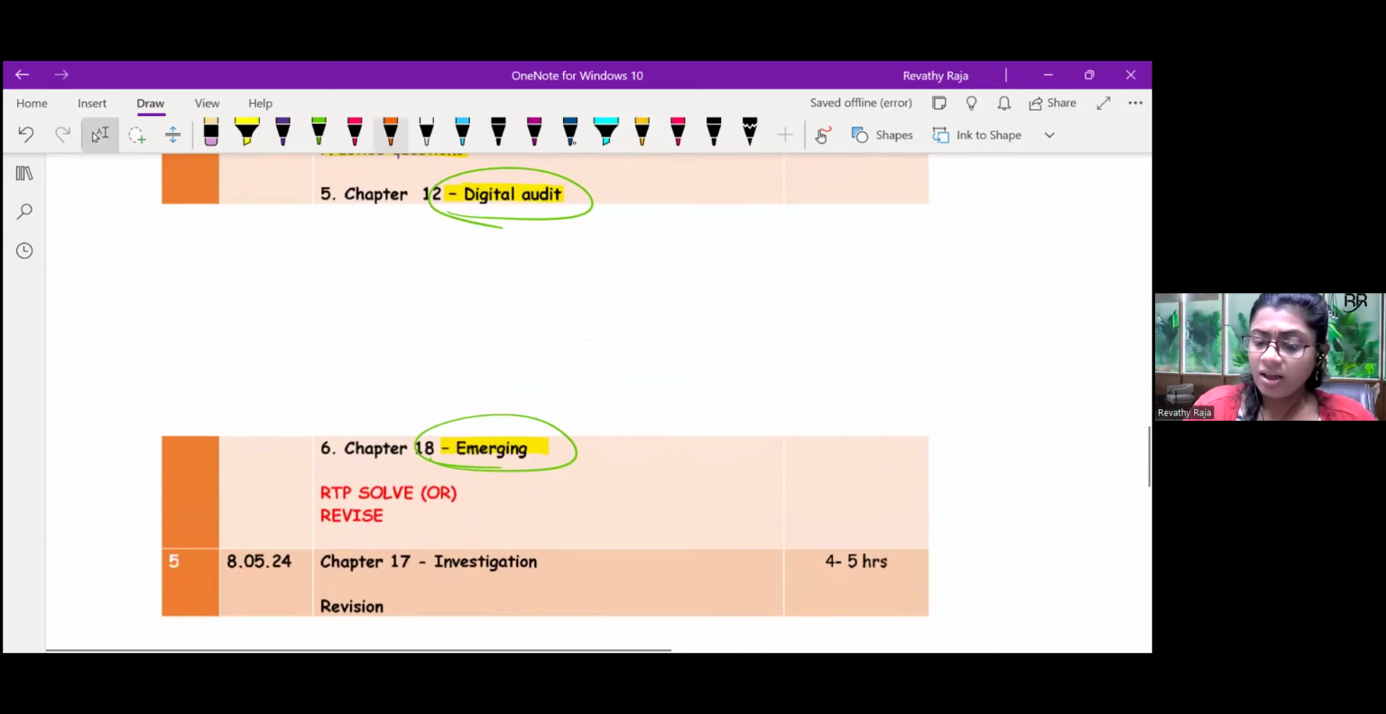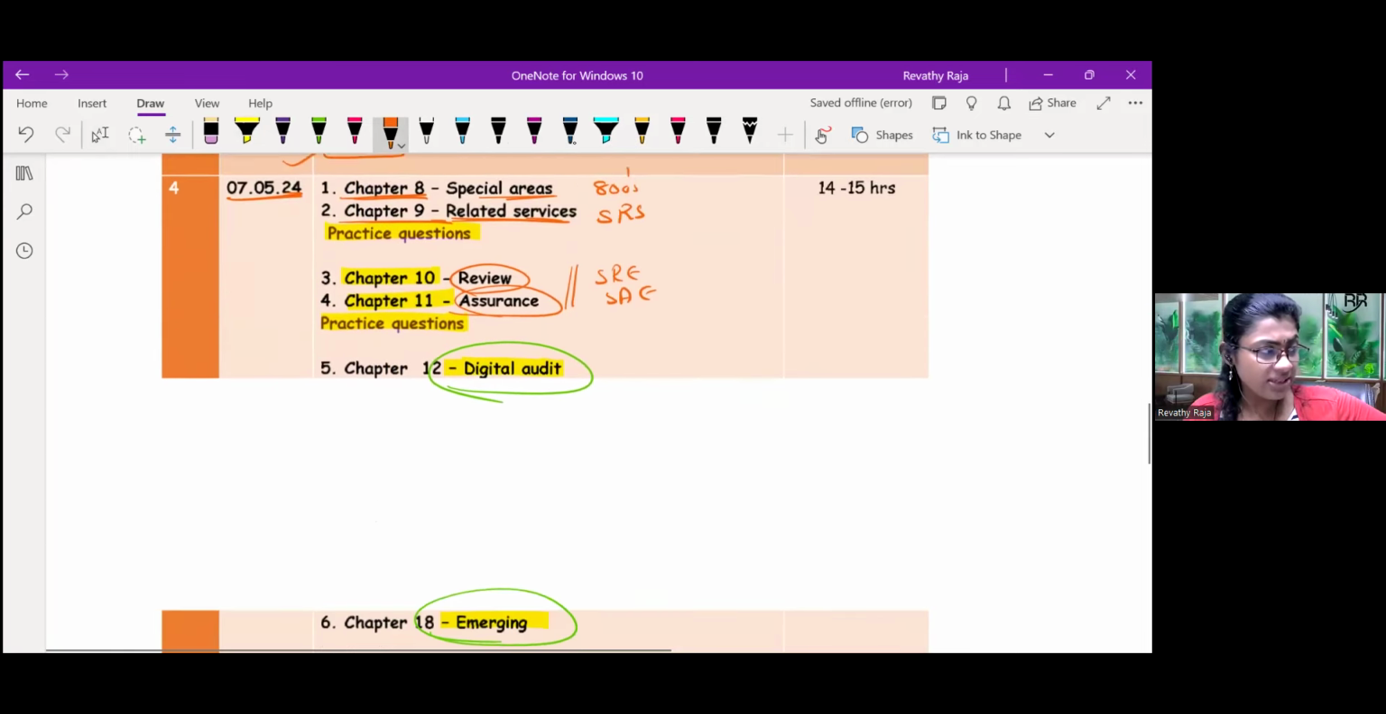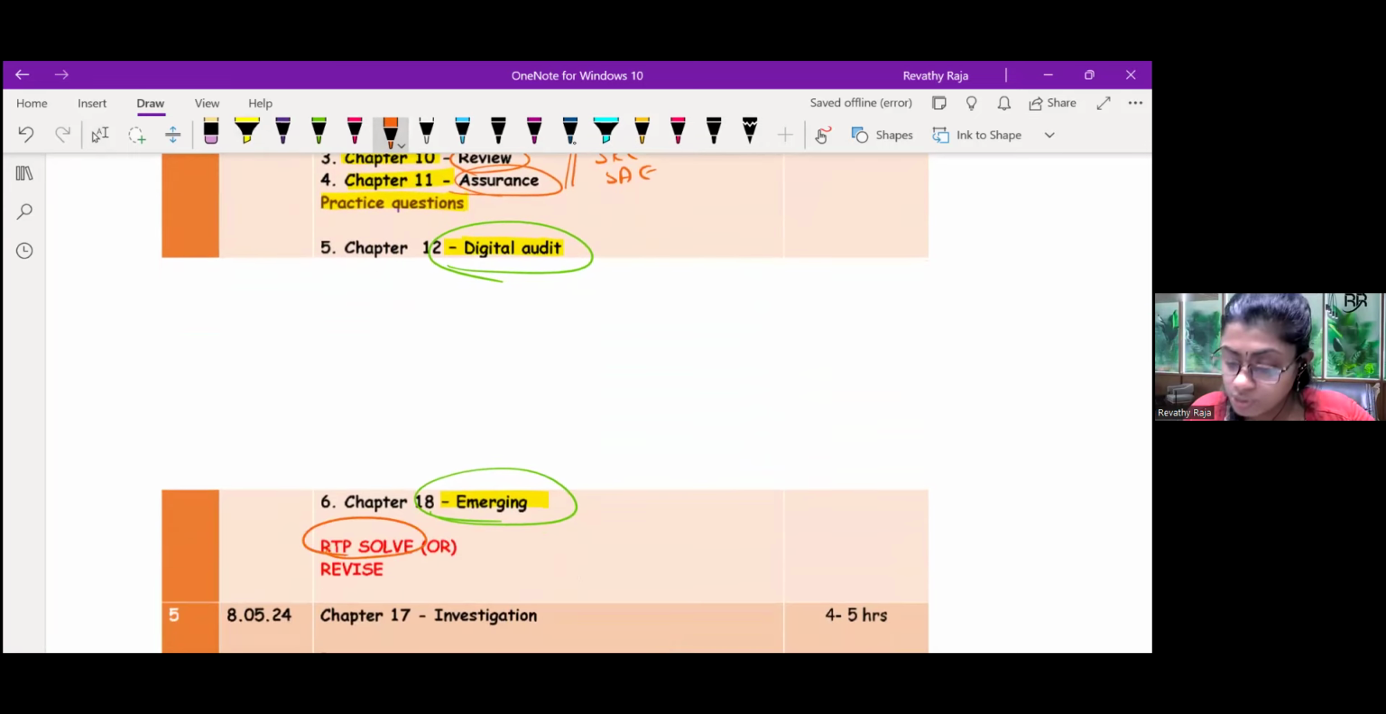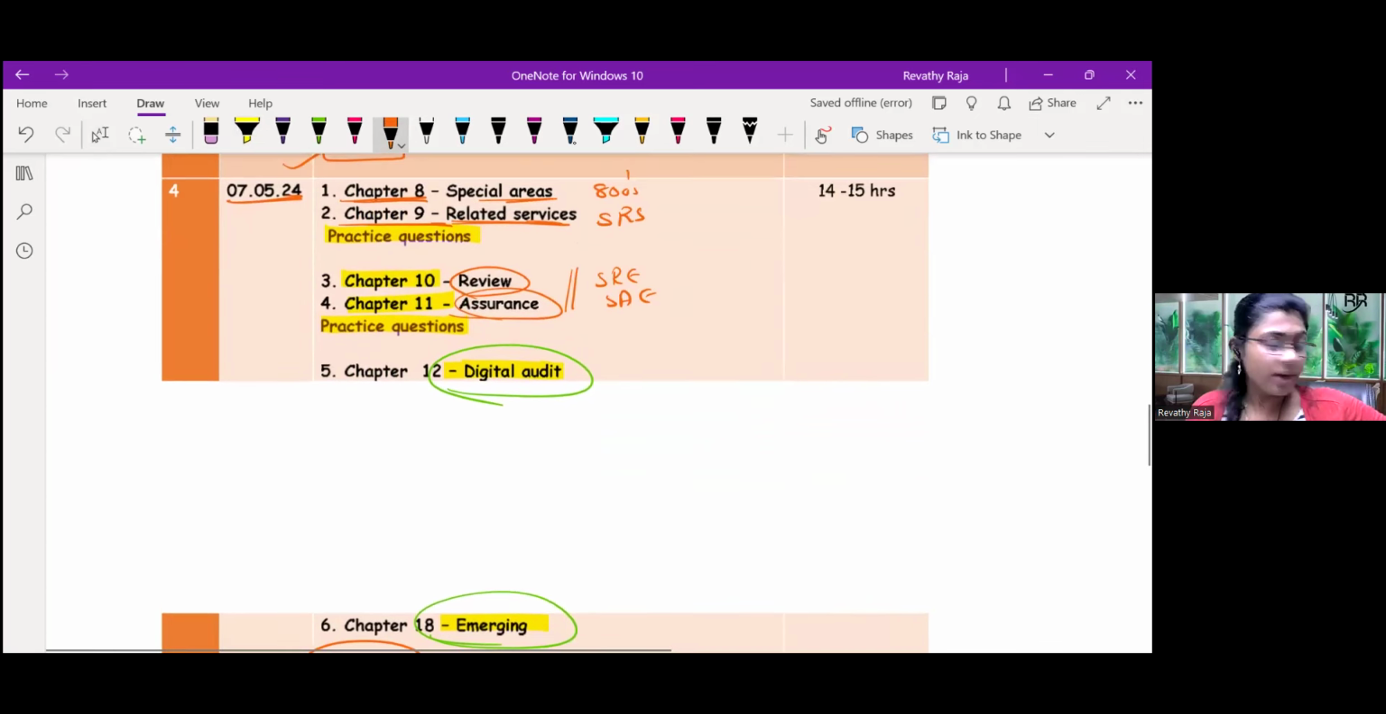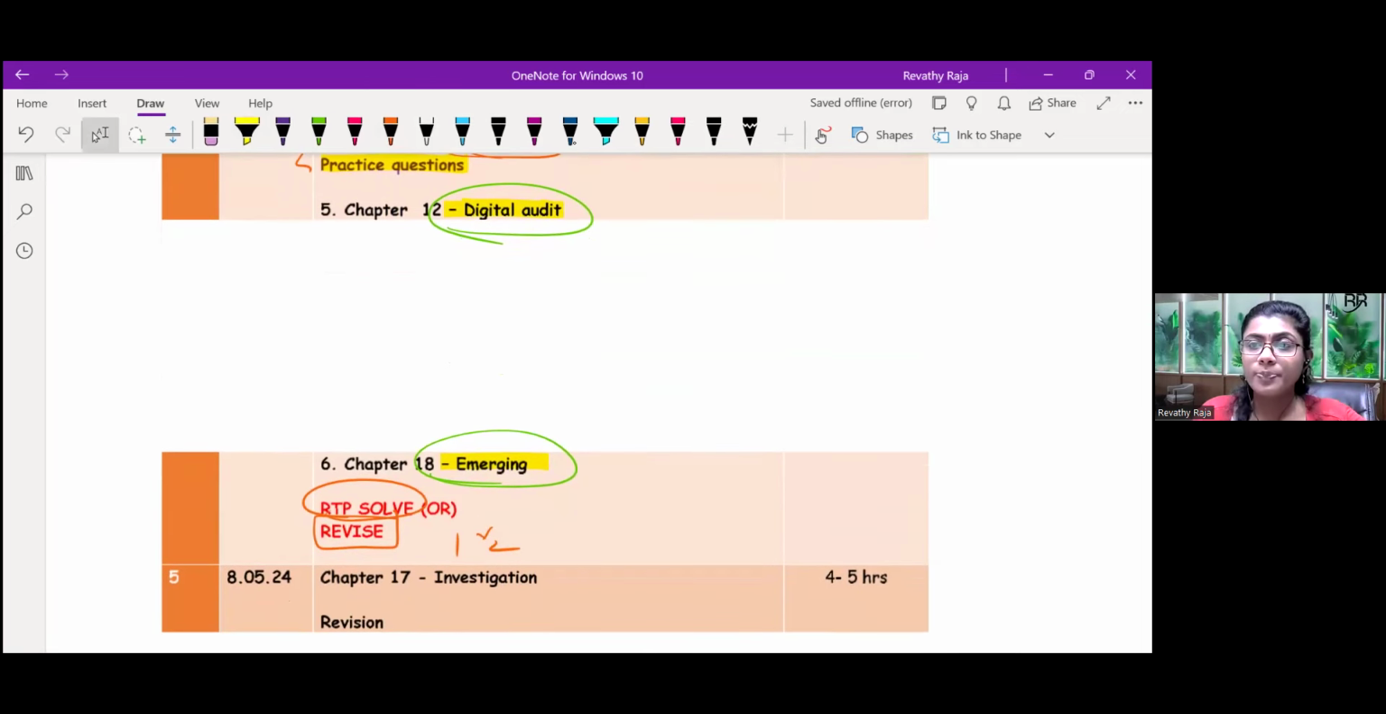Again, before the day ends, which day? 7th May. Make sure you solve RTP if you have already done revision. Even if you solve RTP, make sure you revise 1 hour or 1.5 hours. This day's target I've put a little less so that you can revise more.